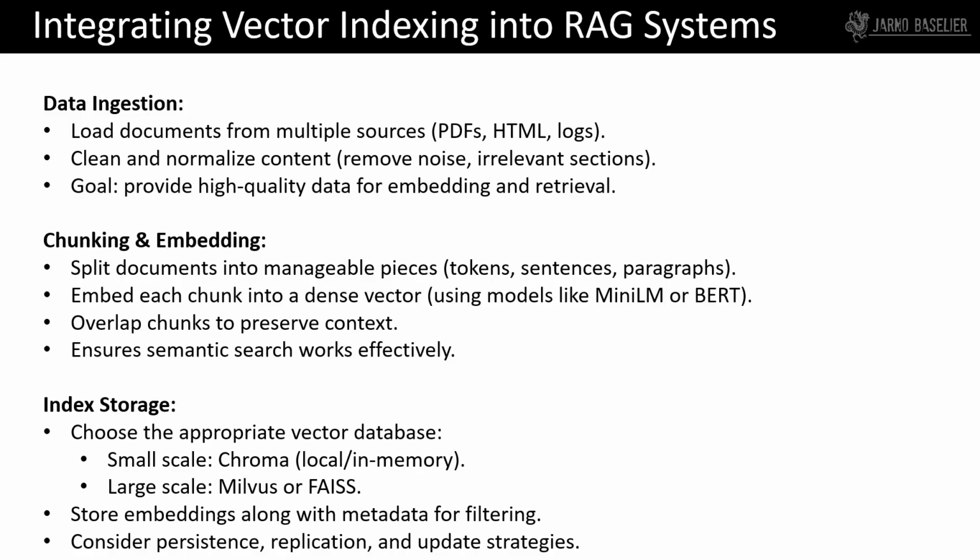We have to deal with index storage. We have to choose the appropriate vector database. For small scale, well, Chroma, local and in memory. And for large scale, we can use Milvus or FAISS. Although FAISS can be used at small scale as well, but it's up to some different decisions. We have to store embeddings along with metadata for filtering, and we have to consider persistence, replication, and update strategies.